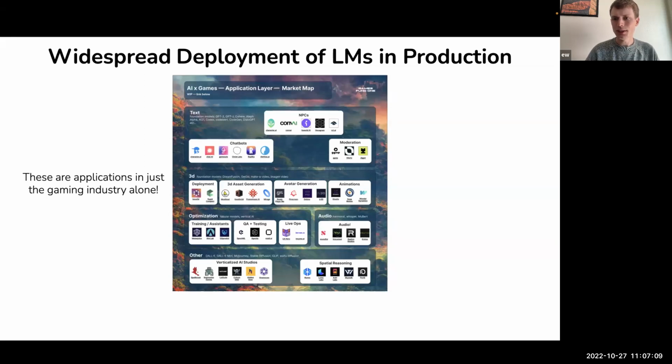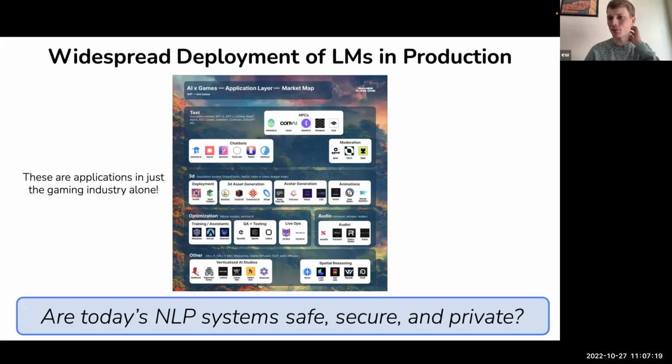And kind of the key core question of what my research focuses on is really just thinking about these systems from a critical perspective, which is to say, are these NLP systems that people use today really safe, secure, and private? And you can imagine that there's a whole host of potential risks that these systems pose that most people ignore in their race to putting out a production system, generating revenue, and beating the competitors.